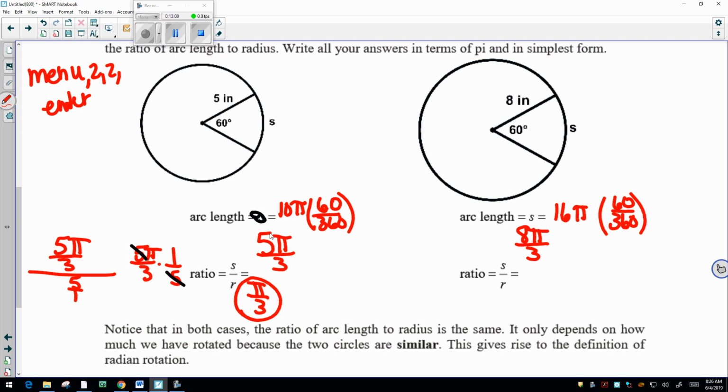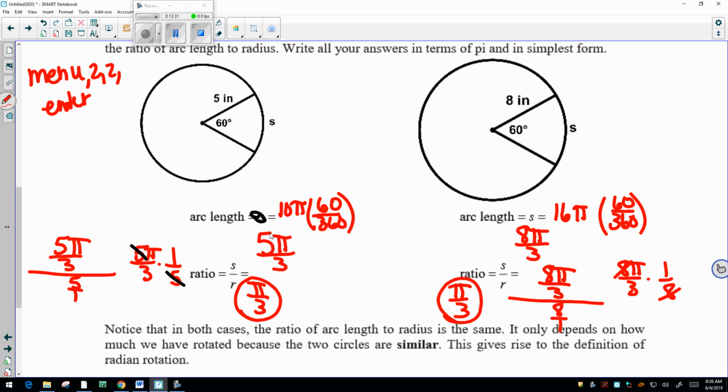So when we're finding this ratio, again, we're going to do the same thing that we did over there. So I have 8 pi over 3 for my arc length, divided by the radius, and the radius is 8. Okay, so again, keep, change, change. Or we can also think copy, change, flip. Okay, the 8's reduce out. So again, notice what I'm left with. I'm left with pi over 3. Interesting.